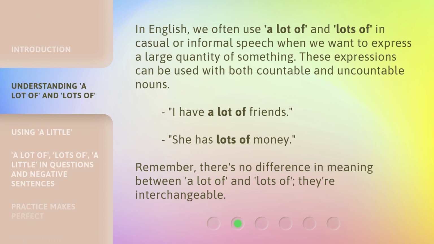In English, we often use a lot of and lots of in casual or informal speech when we want to express a large quantity of something. These expressions can be used with both countable and uncountable nouns. I have a lot of friends. She has lots of money. Remember, there's no difference in meaning between a lot of and lots of. They're interchangeable.